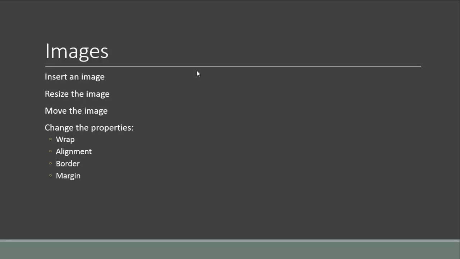As seen in a previous video clip, we can also insert images. For example, after you have inserted the image, you can change the size, you can move the image, and then you can also change the properties by right-clicking on the image and change the wrapping, the alignment, the border or the margin, as well as the padding.